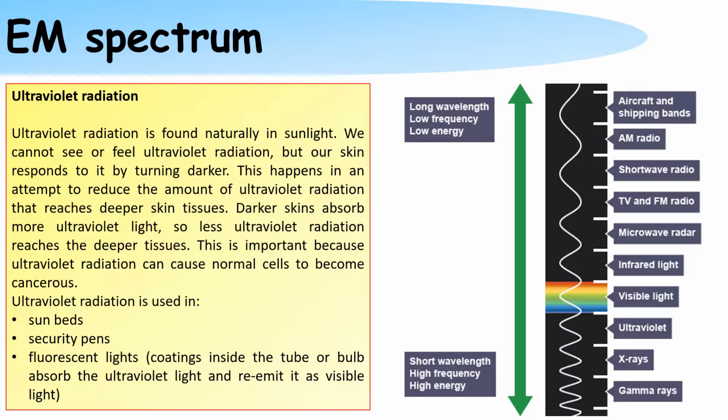Ultraviolet radiation is found naturally in sunlight. We cannot see or feel ultraviolet radiation, but our skin responds to it by turning darker. This happens in an attempt to reduce the amount of ultraviolet radiation that reaches deeper skin tissues. Darker skins absorb more ultraviolet light, so less of the ultraviolet radiation reaches deep tissues. This is important because ultraviolet radiation can cause normal cells to become cancerous. Ultraviolet radiation is used in sunbeds, security pens, and fluorescent lights.